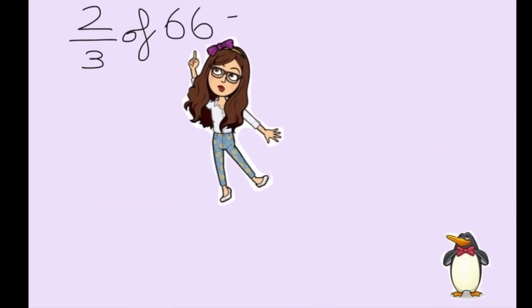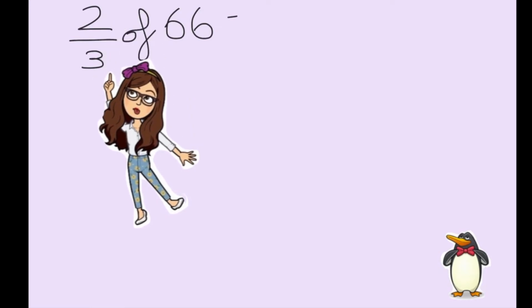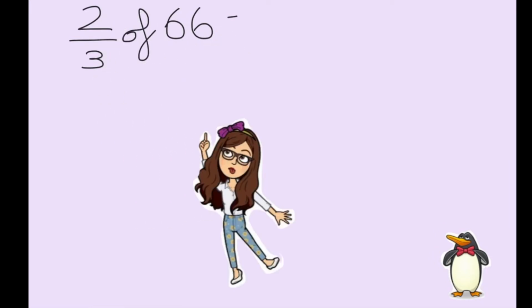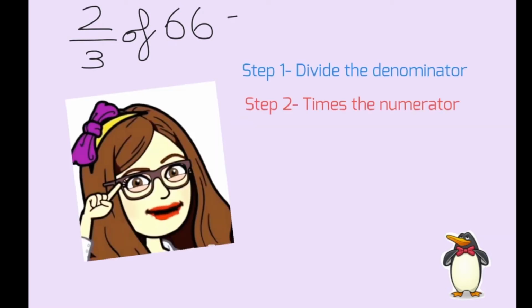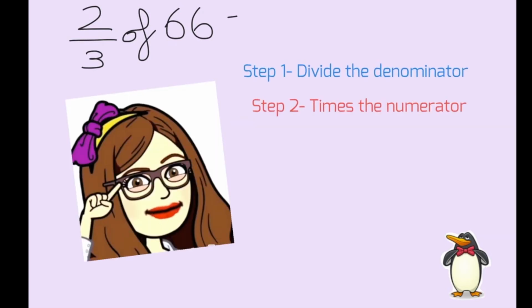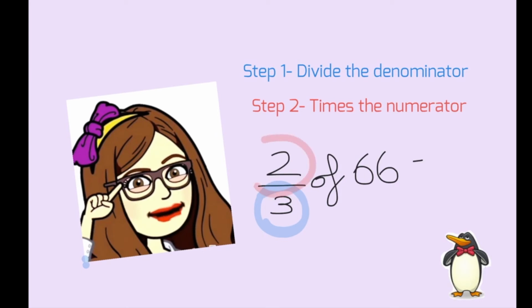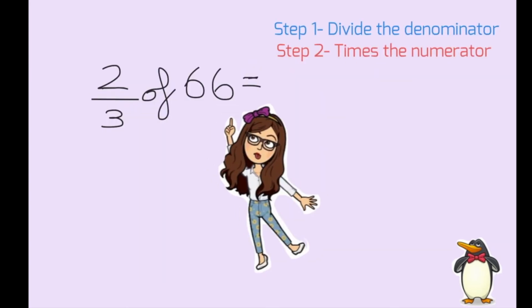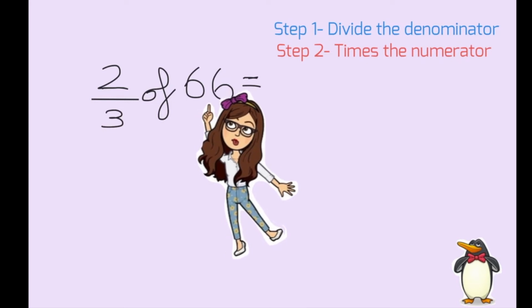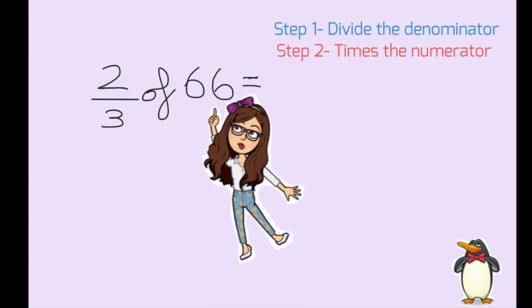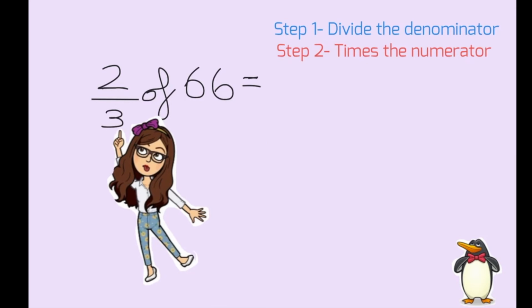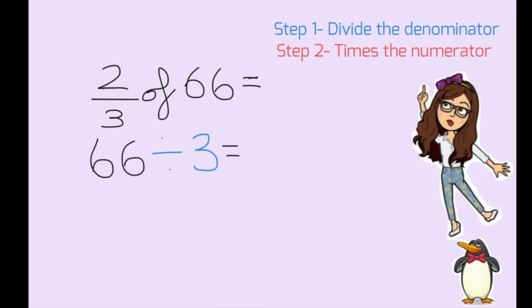So we want to find out 2/3 of 66. Finding parts of a fraction is a 2-step process. Divide the denominator, times the numerator. So we need to divide the whole number by the denominator. So we're going to write 66 divided by 3. I know that 6 divided by 3 equals 2. So I know that 66 divided by 3 will be 22.